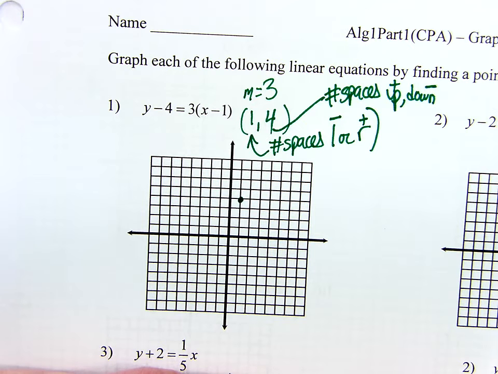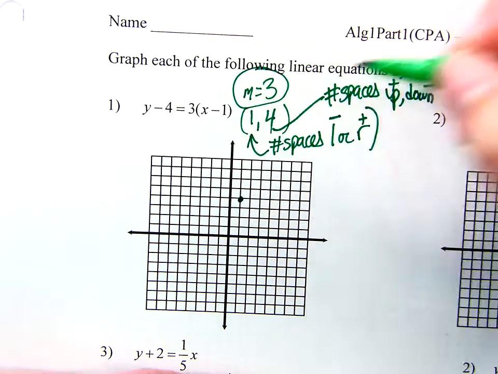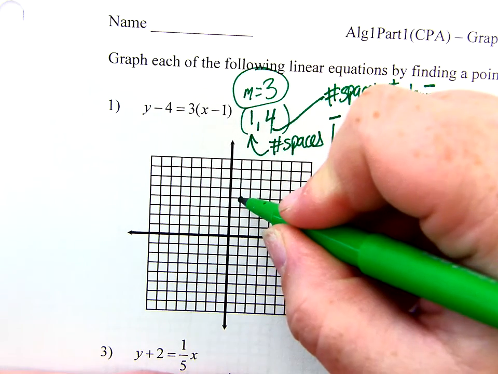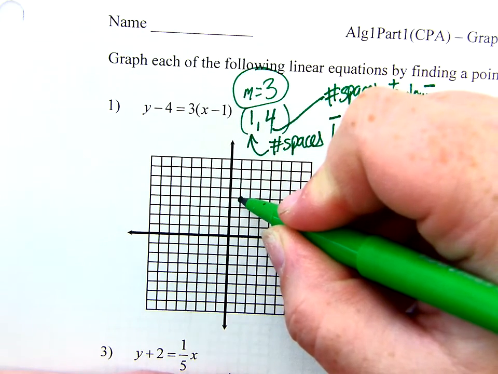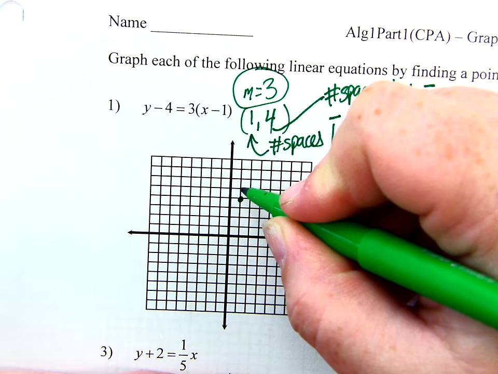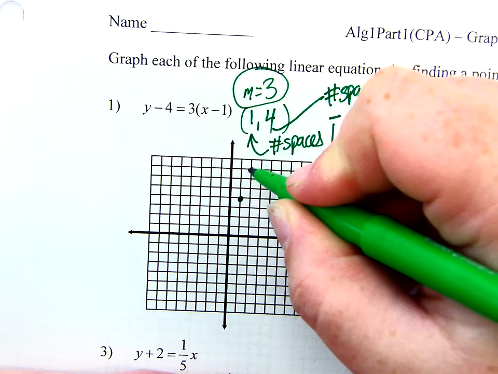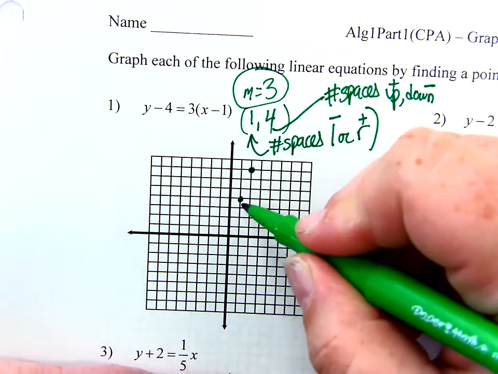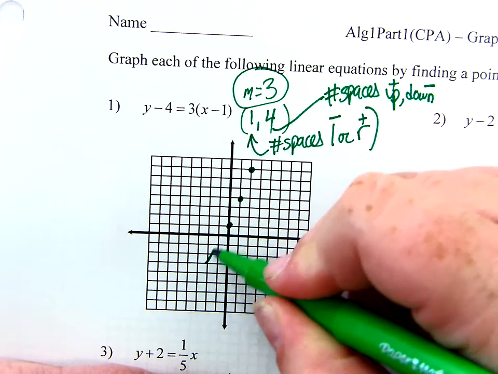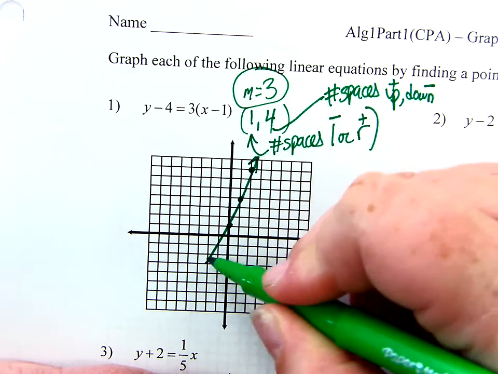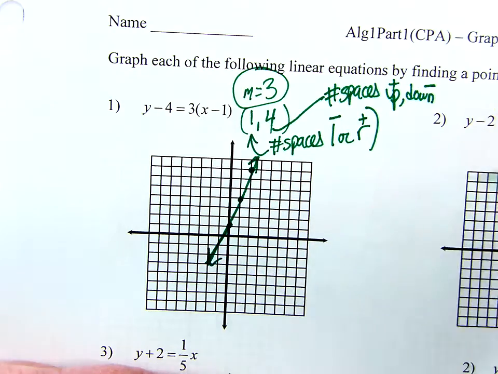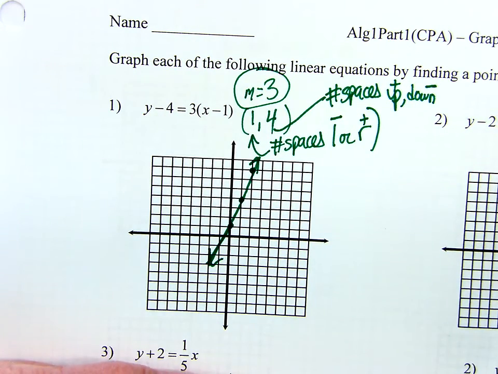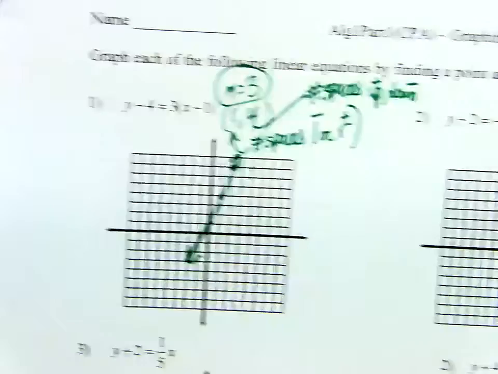Once I have that point plotted, then I can follow my slope, which was 3. So a slope of 3 means I go where? Up 3 over 1, right? Okay, good. So everybody should have had this line graphed. Just double check that your graph looks like my graph.